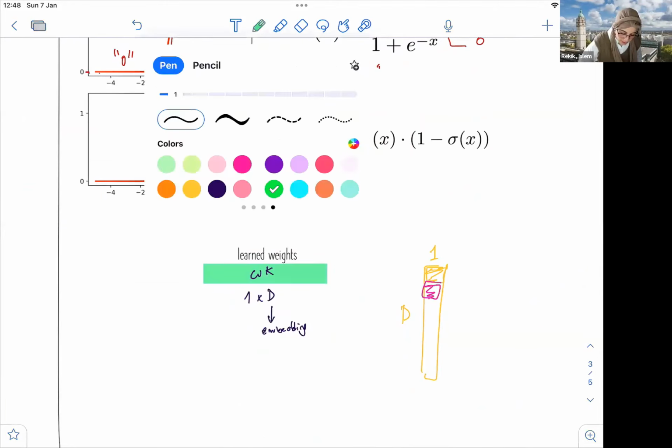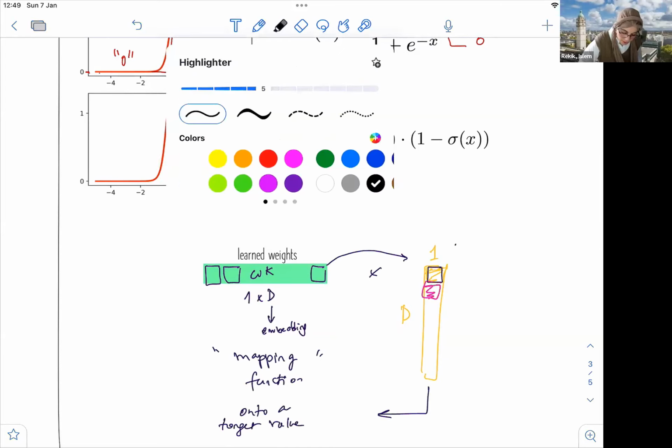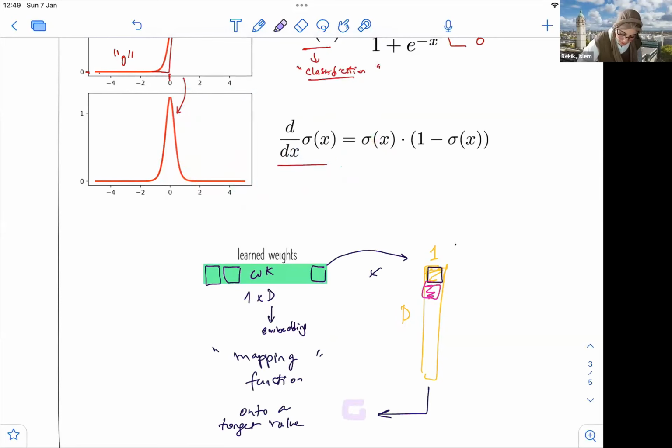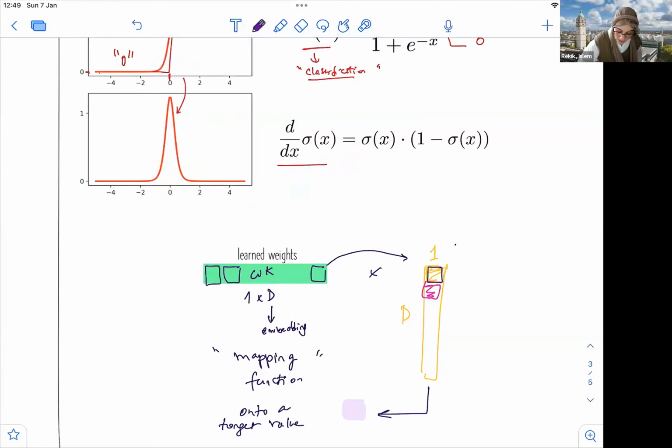What happens here is when I do this multiplication, I am projecting this vector onto W. I take each element here, each embedding dimension, and multiply it by my mapping function. So W is a mapping function that allows me to map this vector onto a target value, which is the predicted purple score. It's the probability that we are after, and this gives us the first element.